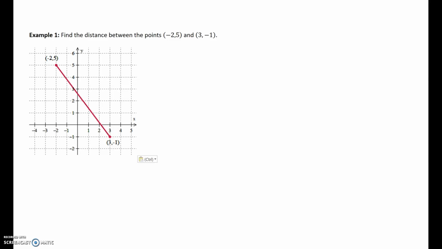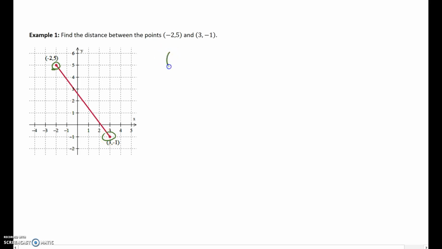In this question, we have to find the distance between the 2 points negative 2, 5 up here and 3, negative 1 down here. So for negative 2, 5, remember you go over 2 and up to 5. For 3, negative 1, you start in the origin, come over 3 to the right and down to 1. And that's how you locate the 2 points.